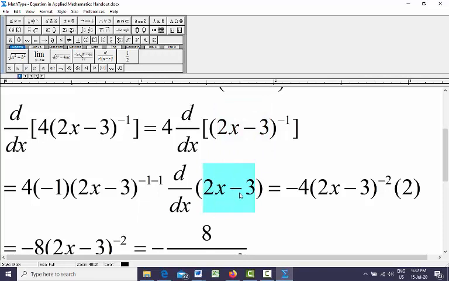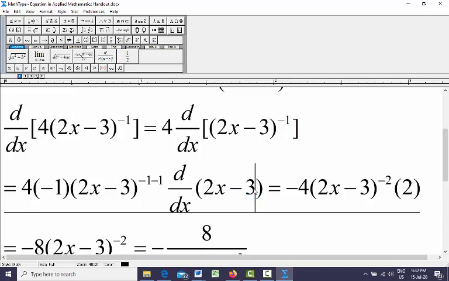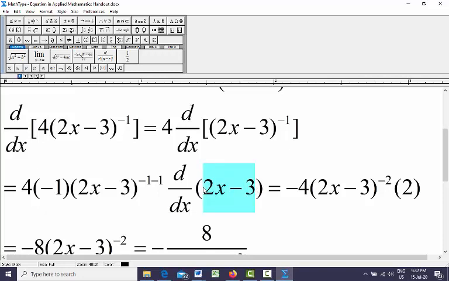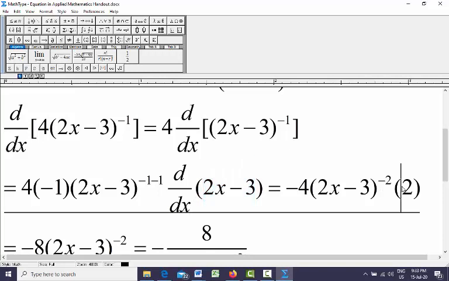So as you can see, now we need to do differentiation of this one. Here again we have two parts. If you do differentiation of 2x, you get only 2, and if you do differentiation of the 3, we get 0. So differentiation of 2x minus 3 gives only 2. So now you can see we get only 2 here.